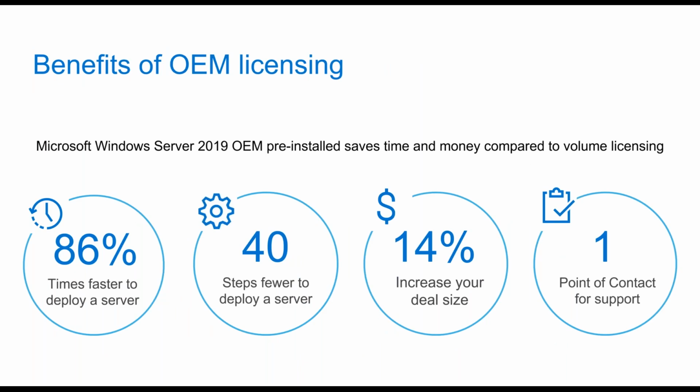So, benefits of purchasing an OEM license. Being pre-tested and pre-optimized for the hardware, it is 86% faster to deploy on a server. It takes 40 steps fewer to deploy on a server, and another big important thing for the end customer is that we have one point of contact, which would be the hardware vendor and their support.